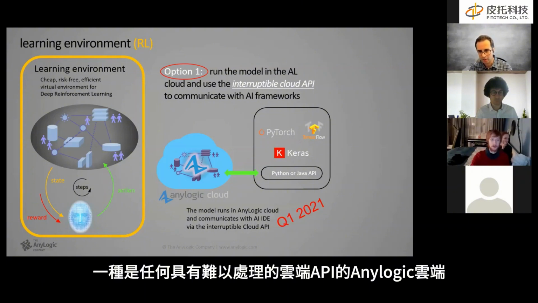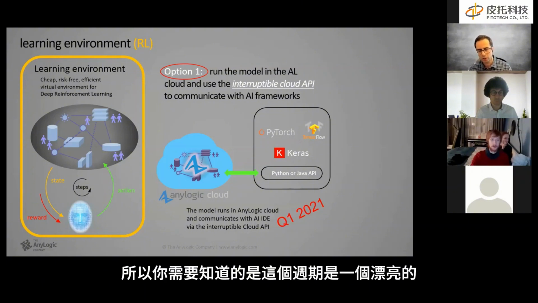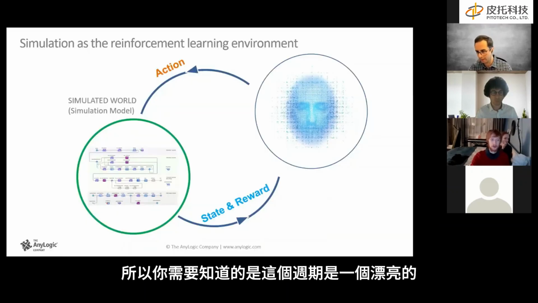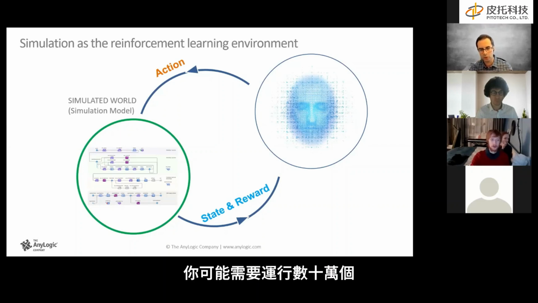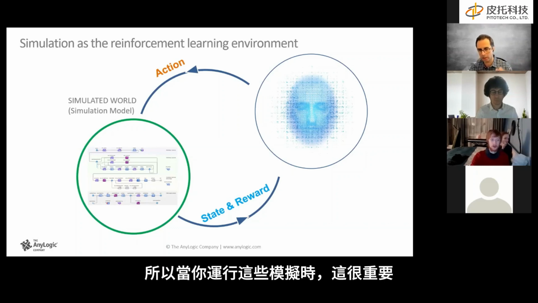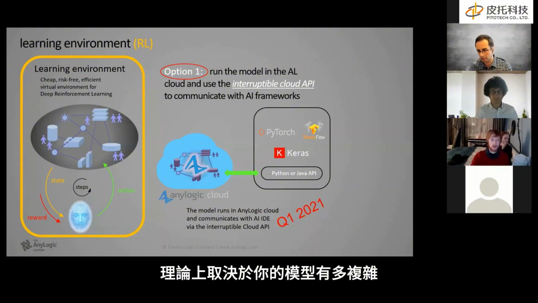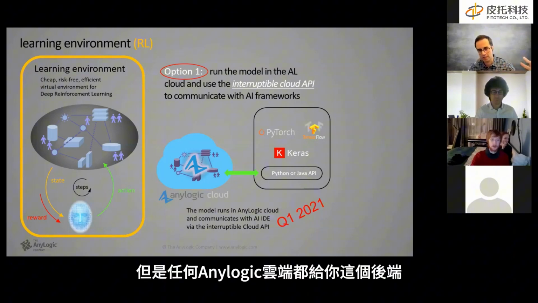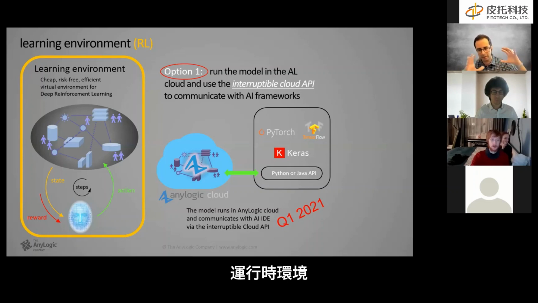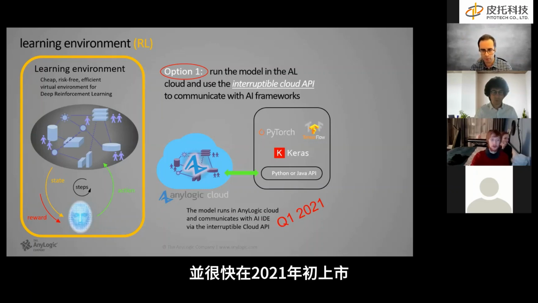One is AnyLogic Cloud with its interruptible cloud API. What you need to know is that this cycle is a pretty computationally expensive cycle. You need to probably run hundreds of thousands of simulations, so it matters, theoretically, depending on how complex your models are. But AnyLogic Cloud gives you this backend runtime environment that lets you use the computational power of the cloud. And through those API calls, you can run multiple runs of the simulation and channel back the feedback and connect to the AI agent and let the reinforcement learning loop happen. So this is something that becomes available pretty soon, early 2021.